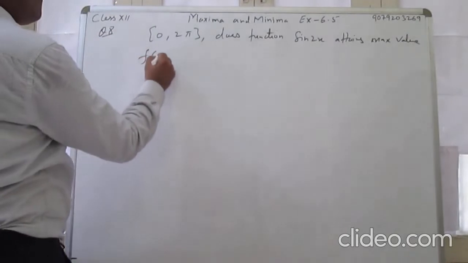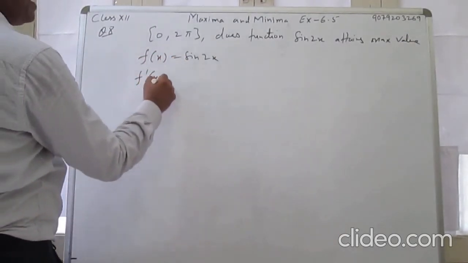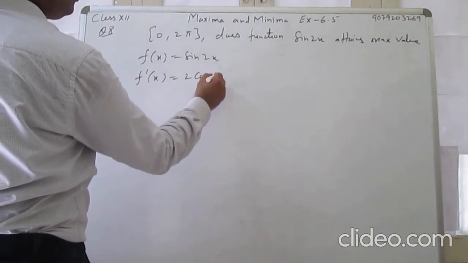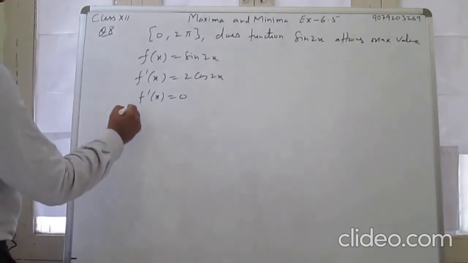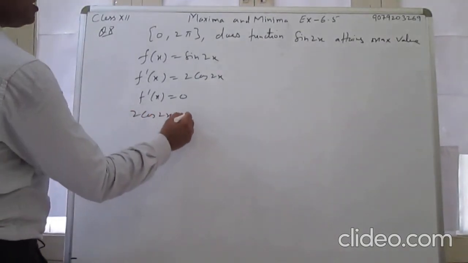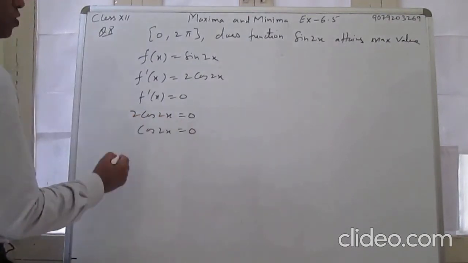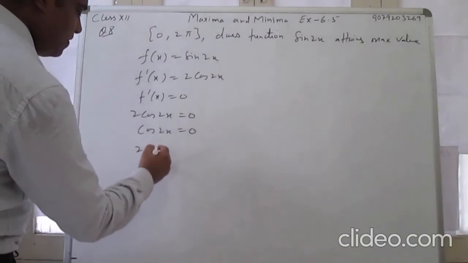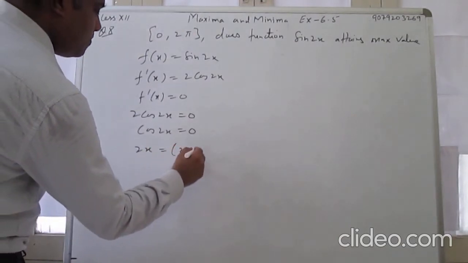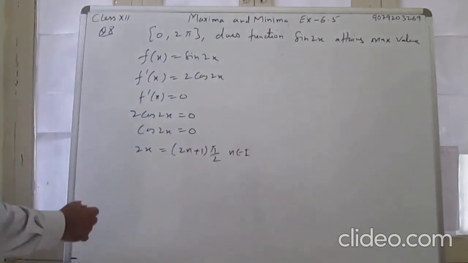So the function f(x) is equal to sin 2x. We find f'(x) is equal to 2 cos 2x. f'(x) is equal to 0. It means 2 cos 2x is equal to 0, so cos 2x is equal to 0. This implies 2x is equal to (2n plus 1) into π by 2, where n belongs to the integers.